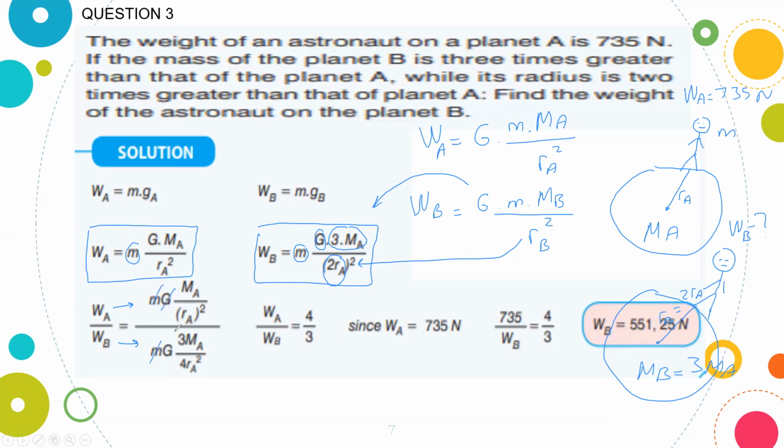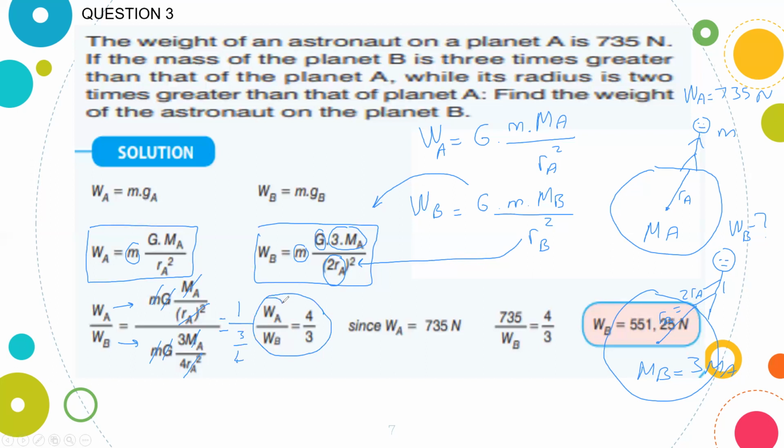From now, you just cancel them. Mass, gravity, all gone. Constant numbers gone. MA gone. RA squared, everything gone. What is left, people? On top, only 1. And on this side, 3 over 4. If you have 1 over 3 over 4 in maths, you know already, we can write 4 over 3.